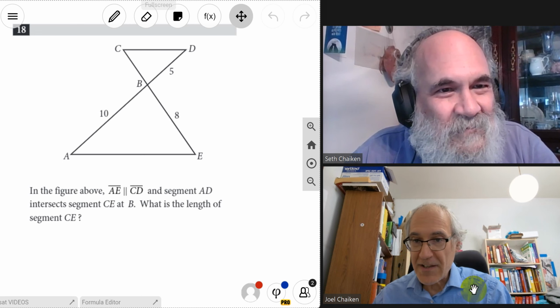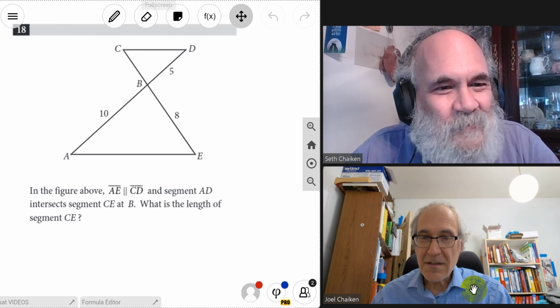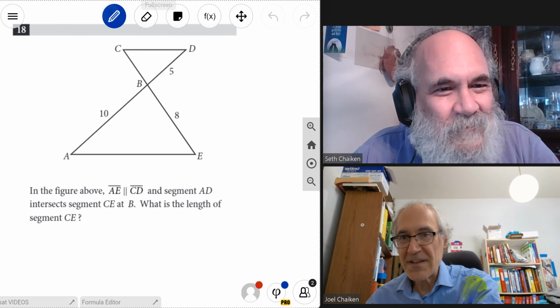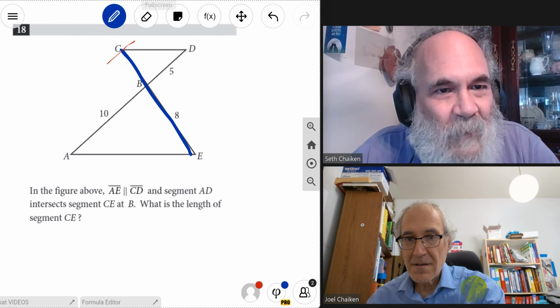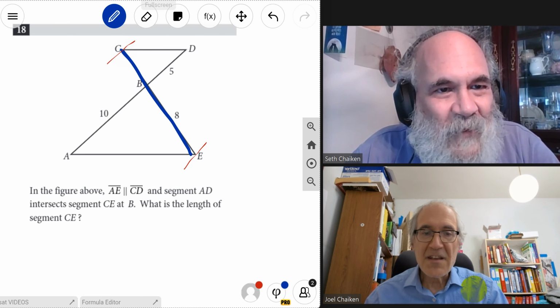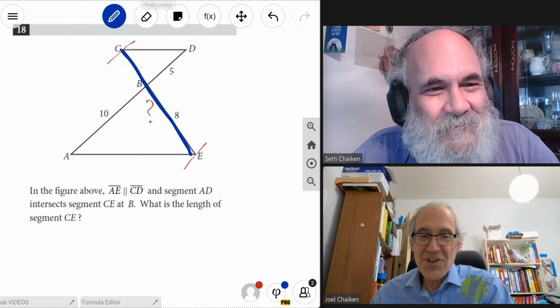Two parallel lines, a shape. What is the length of CE? CE. Well, that's this distance. This distance here. Okay. So this is clearly a geometry question.